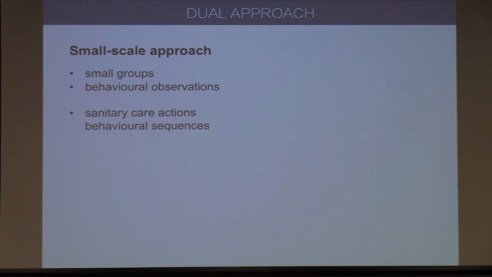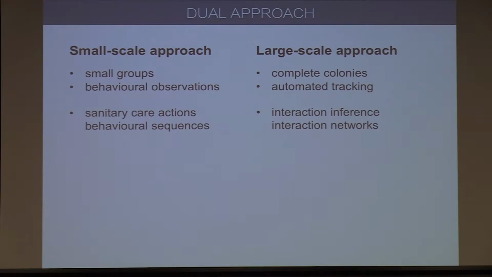And the other approach comes from the other side. It's the large-scale approach where we then look at complete colonies and use automated tracking, because if you have something like 150 to 200 colony members, it would be a nightmare basically to observe these videos by hand. And that also means that you lose some detailed information. So what you do is that you infer the interactions only, but you get interaction networks, and you can do that over long periods of time, multiple days, whole colonies.